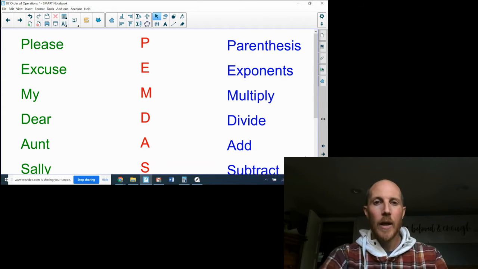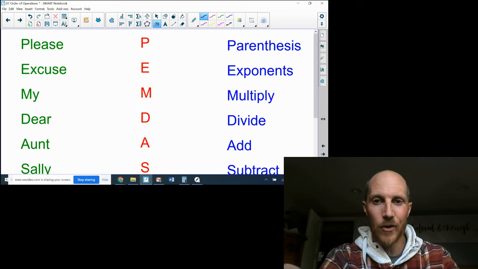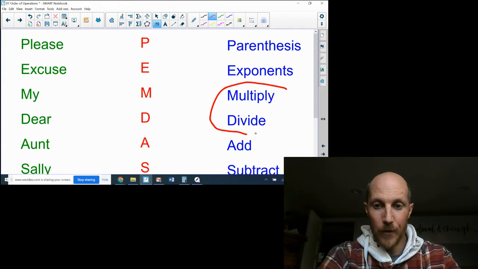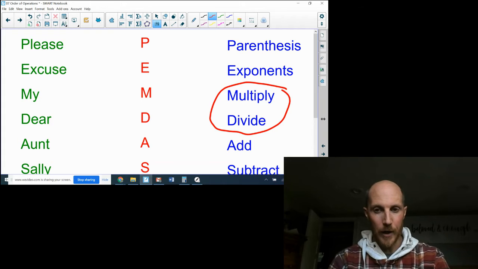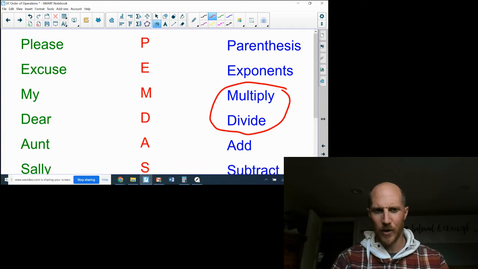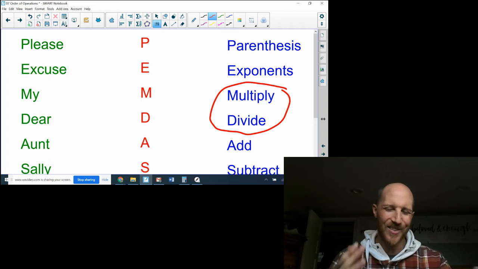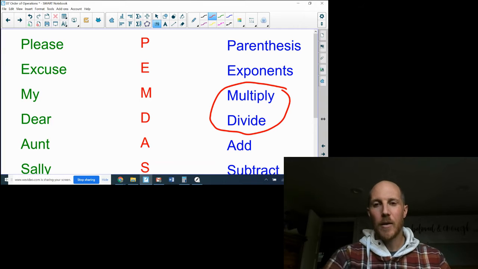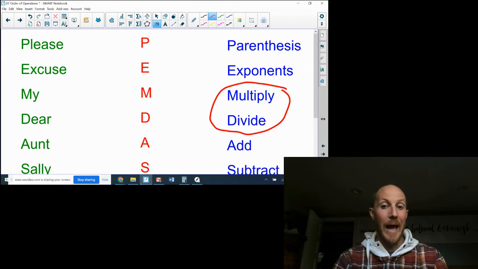The tricky thing is that there's actually not a difference in the order between multiplying and dividing. They go in that order to make the sentence make sense, because otherwise, if you said please excuse dear my Aunt Sally, it doesn't work the same. But multiplying does not necessarily happen before dividing. One of them just got written before the other. Really, multiply and divide have the same order.